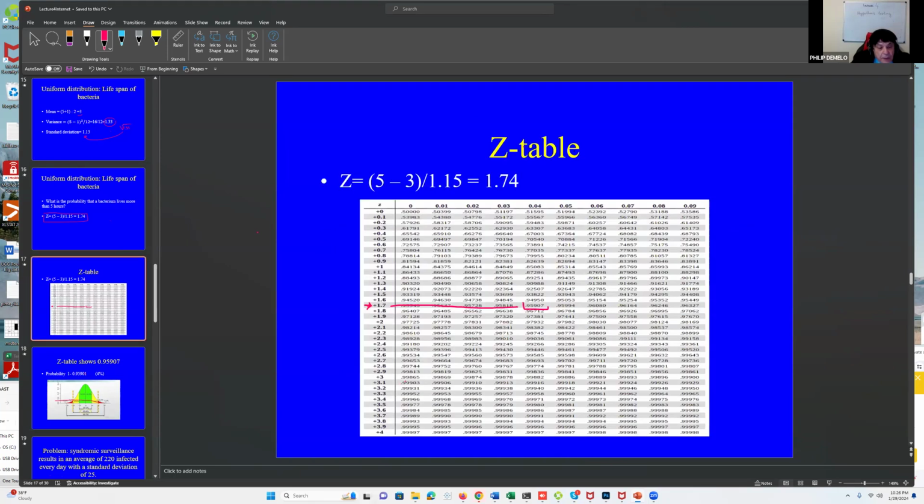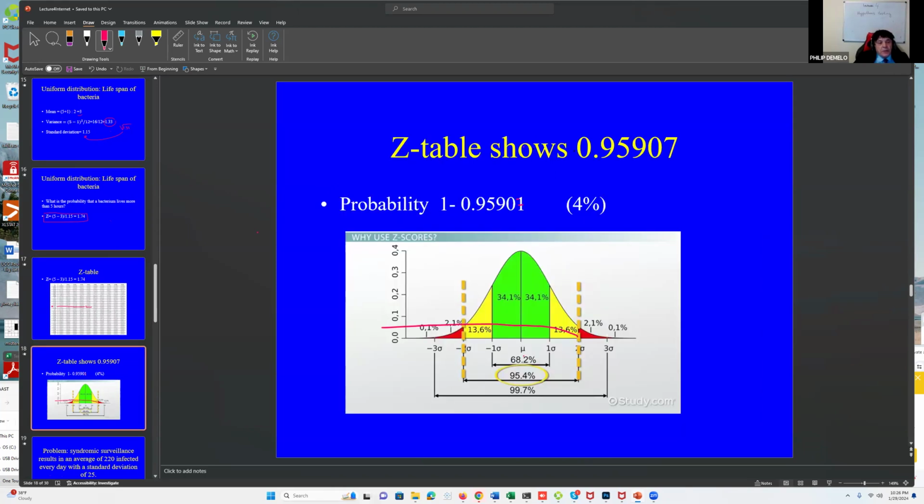Now we have here the probability 0.95, but what will the probability be if the bacterium lives longer than 5 hours? I have to subtract it from 1 because the whole thing is 1. It's under this curve. The area is 1. So I have to subtract this probability from 1, and I have 4%. So the probability that a bacterium lives longer than 5, that it still exists, is only 4%. Okay, so 96% of bacteria will die before 5 hours.